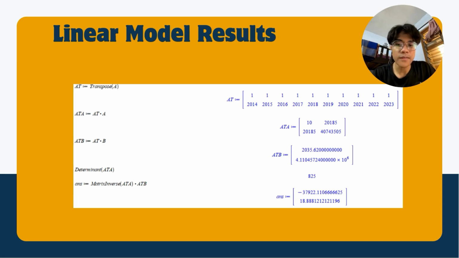In Maple, we first find the transpose of A, which we define as AT, equal to transpose A. Then we calculate A transpose times matrix A, and likewise A transpose times matrix B. After that, we find the determinant of A transpose times matrix A, which is equal to 825. Then we find the inverse of A transpose times matrix A and multiply it with A transpose times matrix B, and we will have the answer.